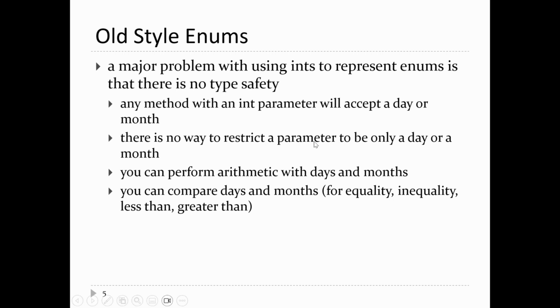For example, there's no way to restrict a parameter to be only a day or only a month if you're using ints. And you can do other weird stuff as well. You can take January and add it to Sunday. They're two ints, so you'll get an int value as a result. And I can even compare them, because they're int values, I can do less than or greater than on these values, which might be useful. You might want to sort the days of the week, and sort the months of the year. So that actually could be useful. The problem is with the int style enums, you're stuck with less than, greater than, and equal to.